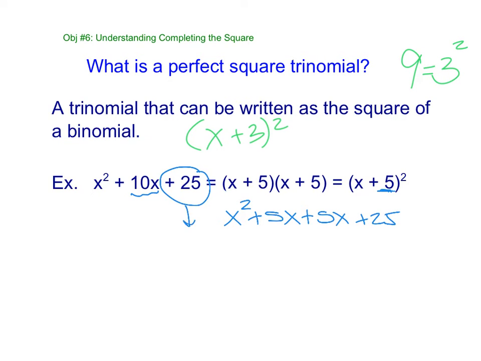So this number is a perfect square. And this number is double the number that's in the parentheses, right? It's double the 5. Or it's double the square root of the perfect square. That's another way to think about it.